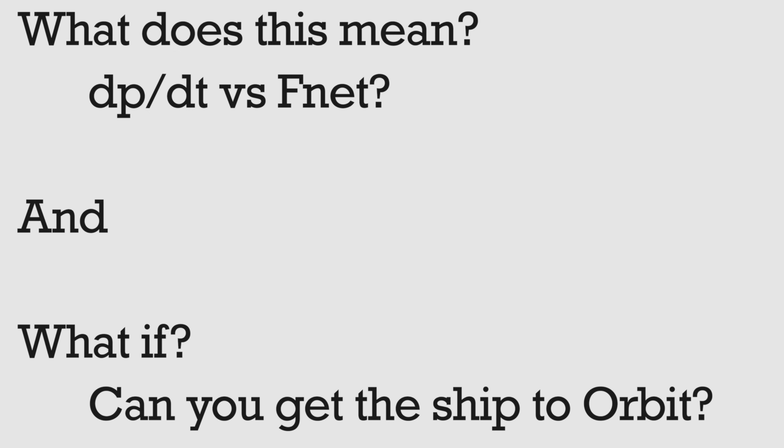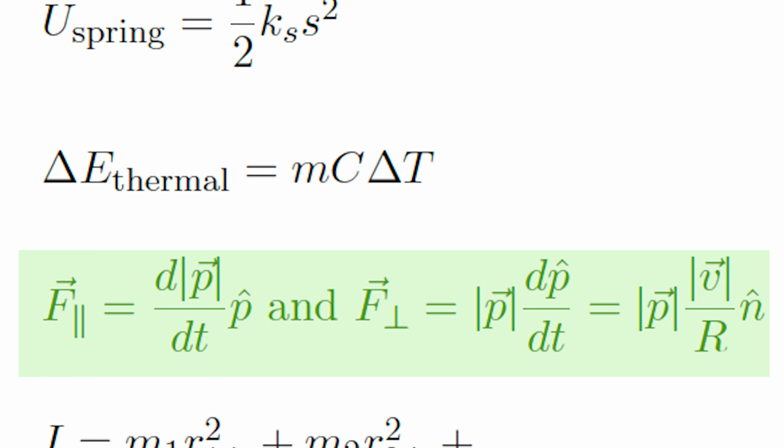Now, to answer the what does this mean question, I'm going to compare Fnet and dp/dt. So, the force parallel to the motion is equal to the change in the magnitude of momentum times the unit vector p hat. The force perpendicular is equal to the total force minus the force parallel in this case. Therefore, the two variables are not equal to each other, but they are directly related to each other.